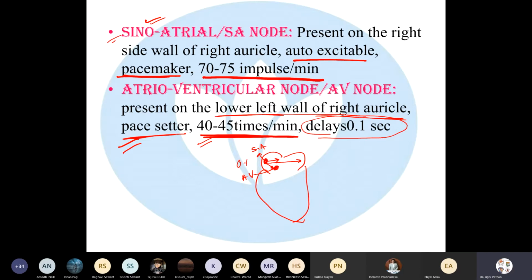Any doubts about SA and AV node? Yes, AV nodes bring about the contraction of ventricles. Is it clear? Next. After that, write down.